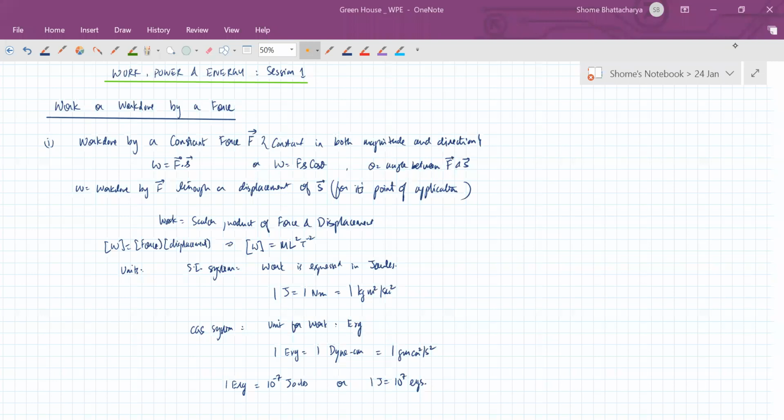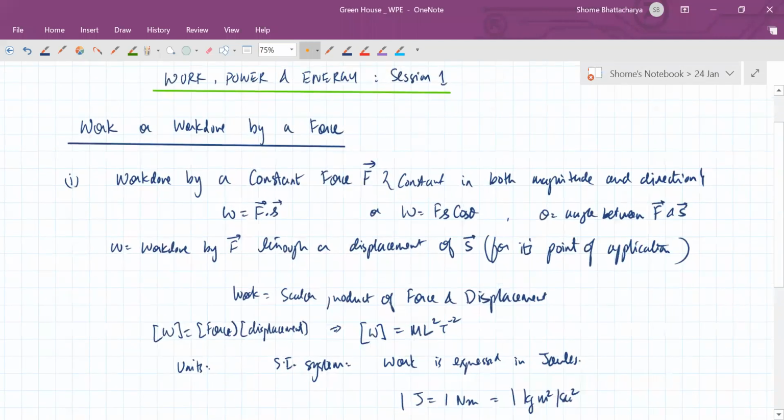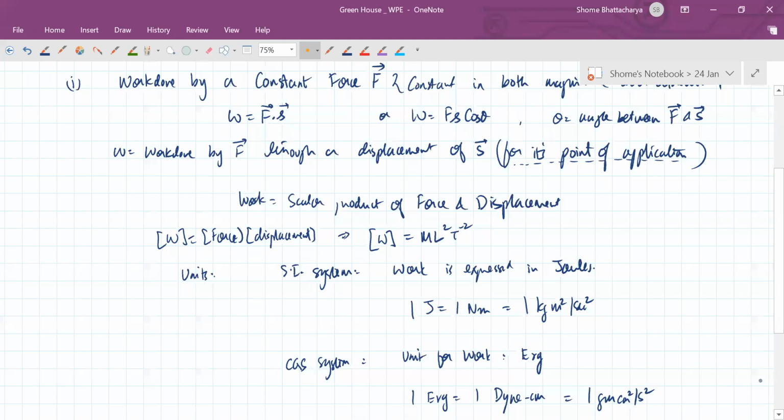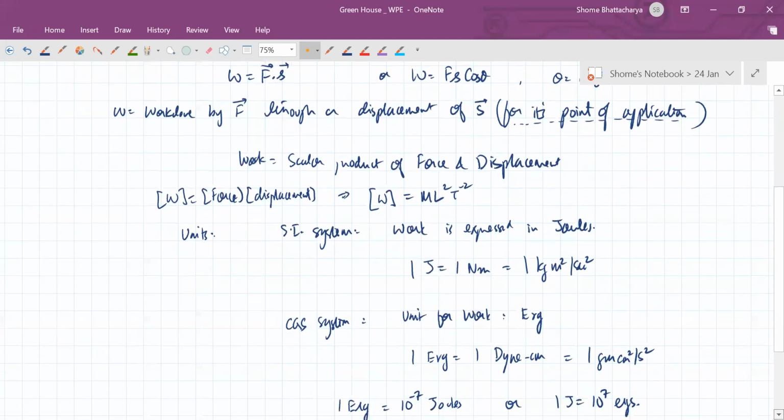Okay, now in the definition, if the displacement is in the direction of the force, obviously cos theta will become 1. That's correct, Josh. But before we get into those specific cases, I want to discuss what we mean by this point, that it is the displacement of the point of application of the force.